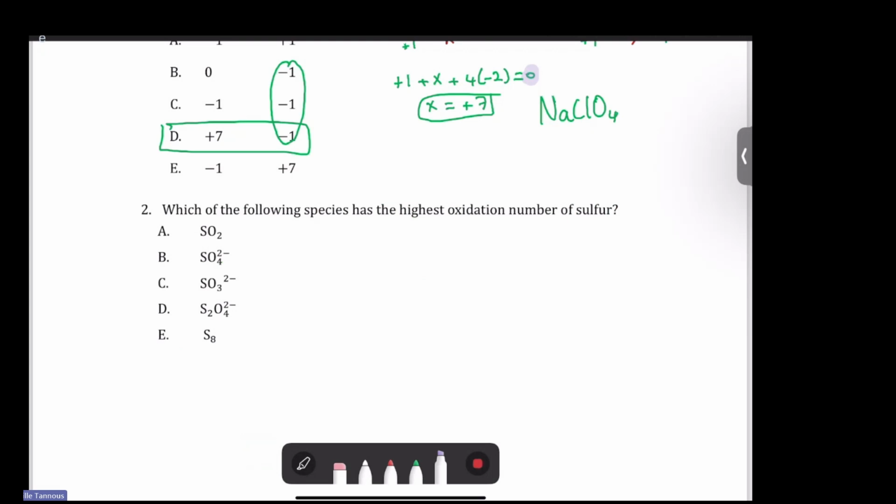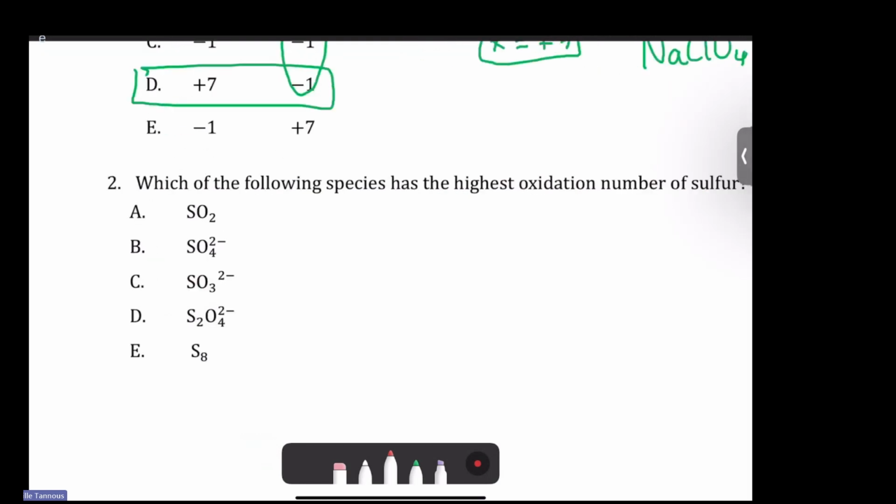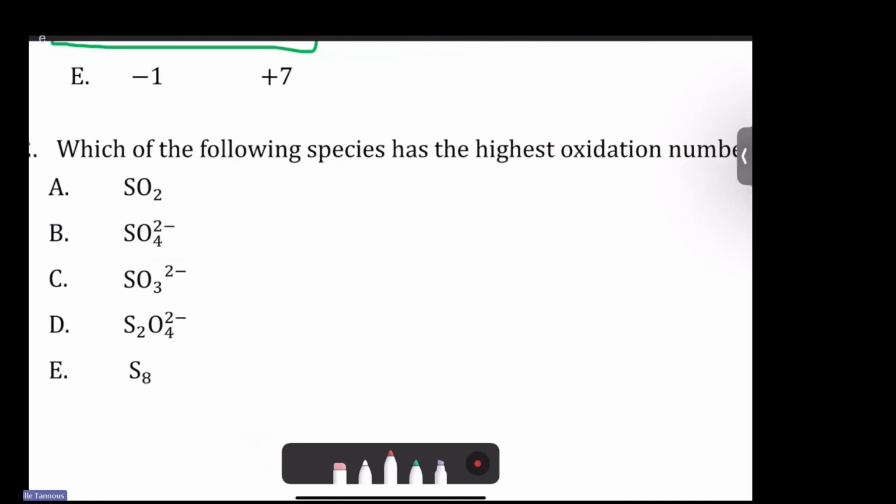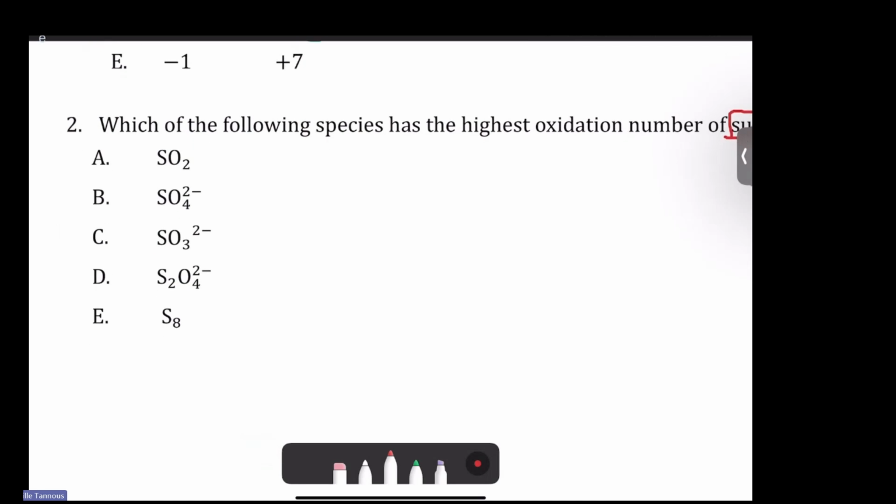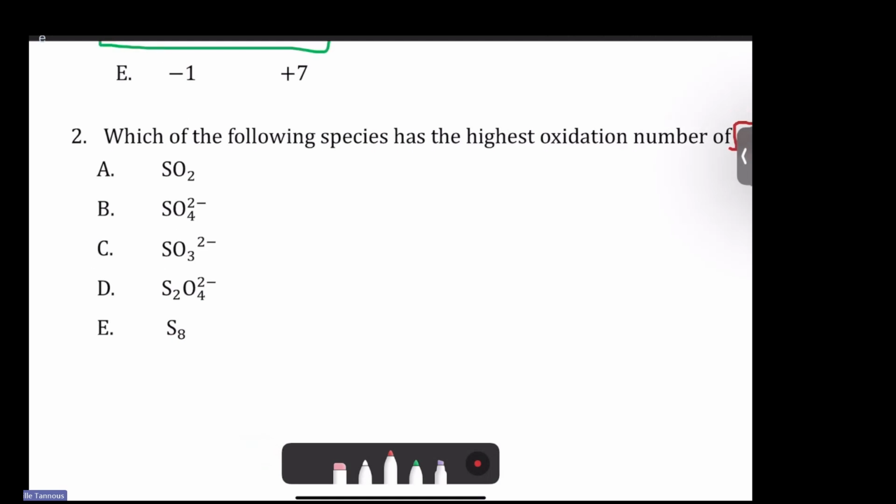Which of the following species has the highest oxidation number of sulfur? It means that I need to get the oxidation number of sulfur in every given compound, in every given choice. Here, this is a free element, 0. Now, in all these cases, oxygen is -2 by the rule. So let's start with A.